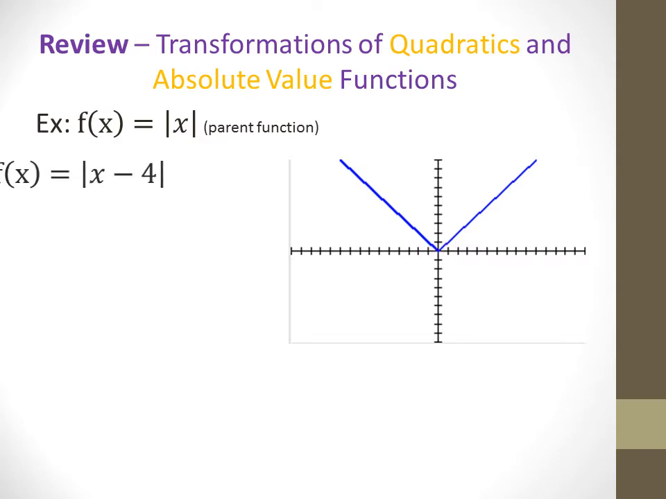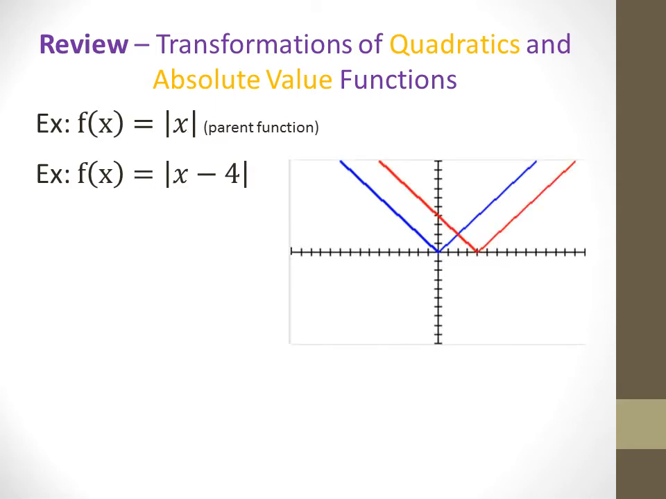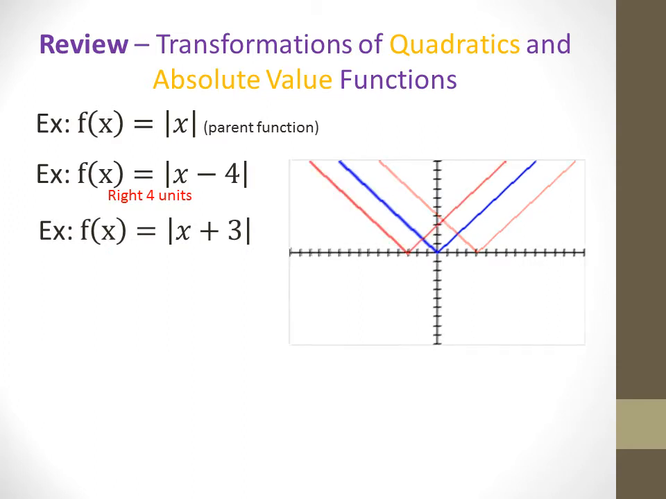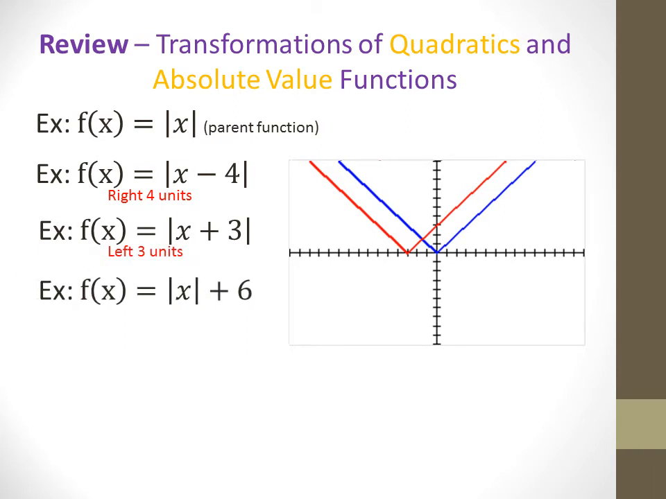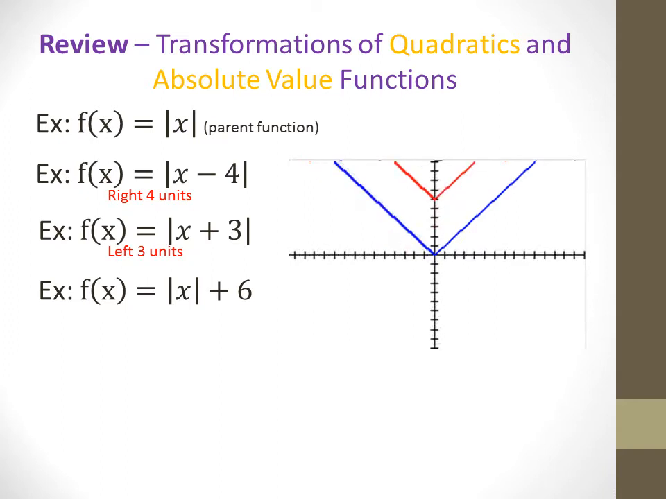We discovered in semester 1 that if we graphed the absolute value of x minus 4, where x minus 4 is inside the absolute value symbols, this shifted the whole entire graph right 4 units. In fact, if we graphed the absolute value of x plus 3, we saw that it actually shifted left 3 units from the original parent function. And we discovered if we graph the absolute value of x plus 6 on the outside of the absolute value symbols, this shifted up 6 units.